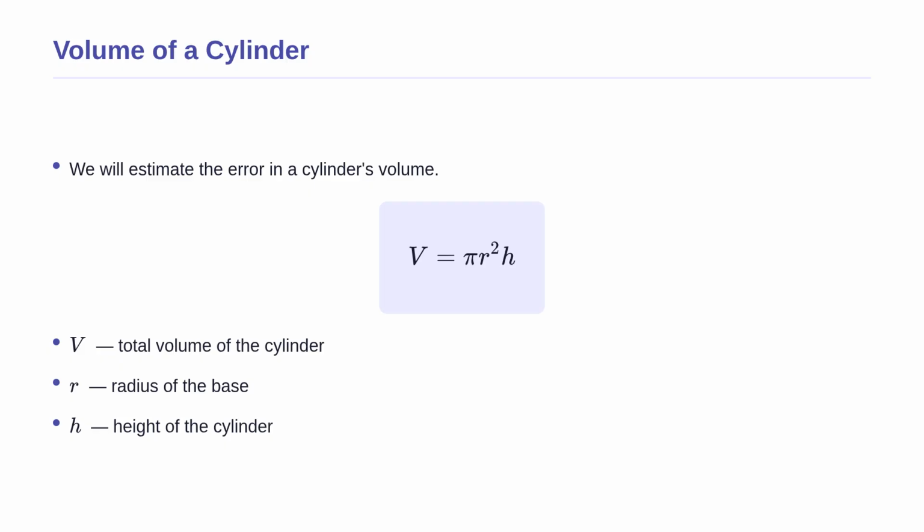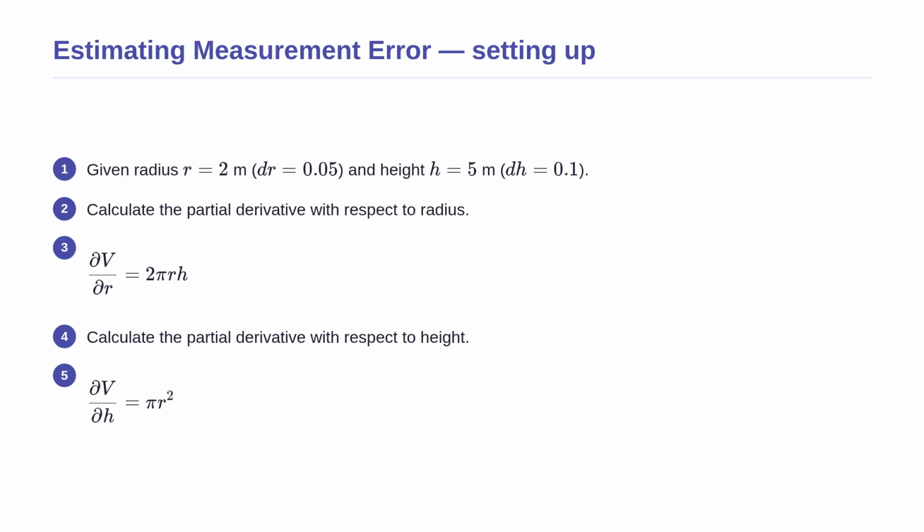If our measurements for the radius and the height have slight errors, those errors act as tiny changes, dr and dh. We will use the total differential of this volume formula to estimate the resulting error in the total volume. To do this, we will need to find how sensitive the volume is to errors in each specific measurement. Let us set up our problem. We are given a cylinder where the radius is measured as 2 meters, with a possible error of 0.05 meters. The height is measured as 5 meters, with a possible error of 0.1 meters.